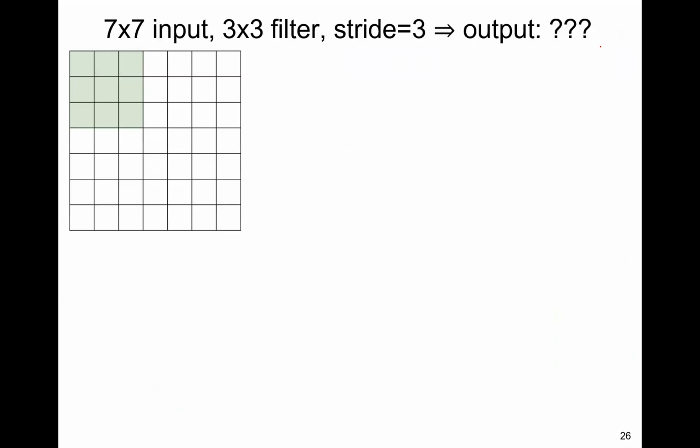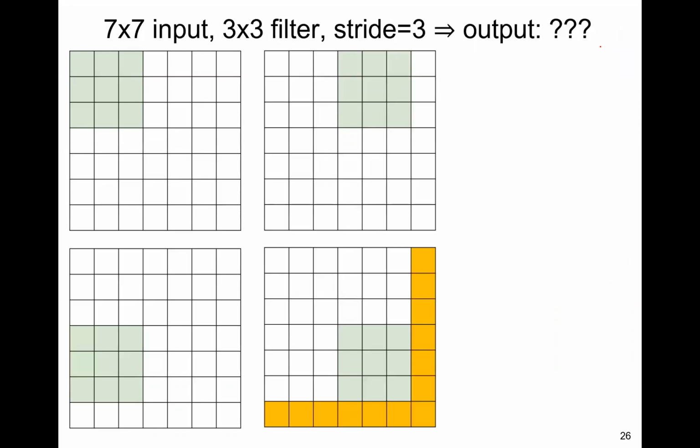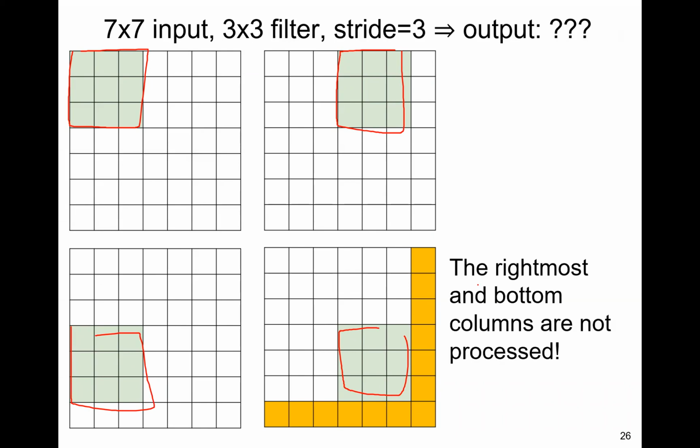So if you have a stride of 3, initially you do convolution here, move over by 3 pixels, and do it here. And then you cannot move anymore to the right because the stride is 3, so you would move off the edge. Then you move down and move right. So what happens is that the rightmost and bottommost columns are not processed. This information is lost. So this is obviously not a good idea.